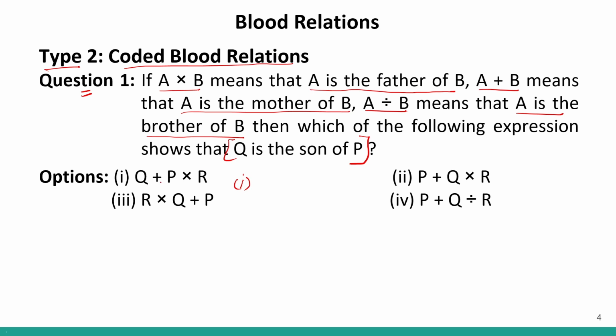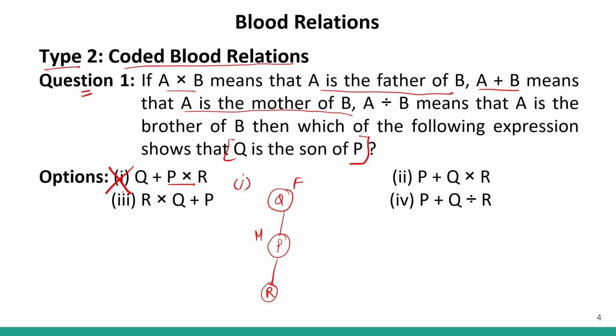Option number 1 says Q plus P. So Q plus P means Q is the mother of P. So Q will be female, mother of P. P's gender is unknown. P into R means P is the father of R. So P would be male. Now in this particular diagram, can we identify that Q is the son of P? No. Q is the mother of P. So this is the wrong option.